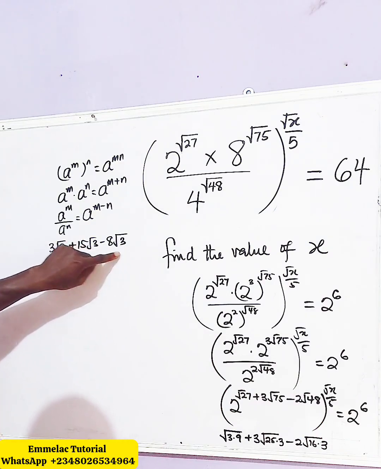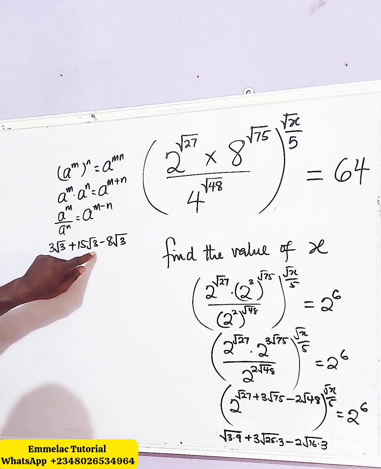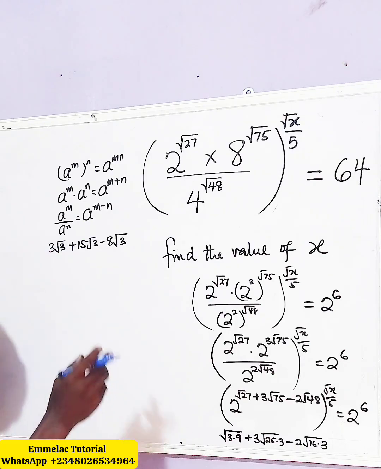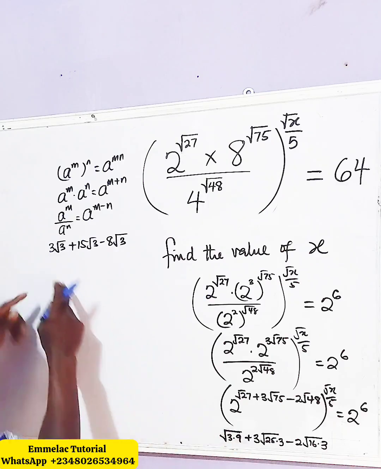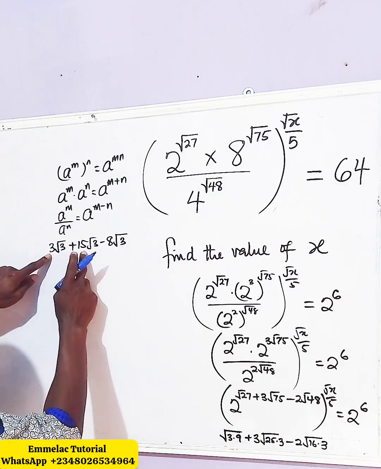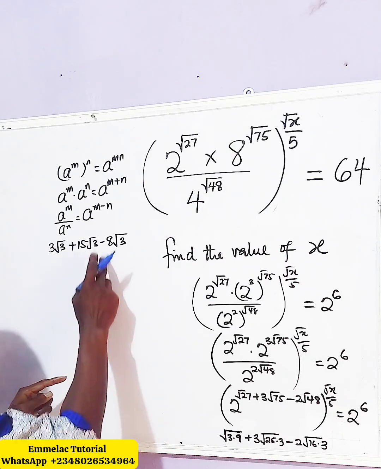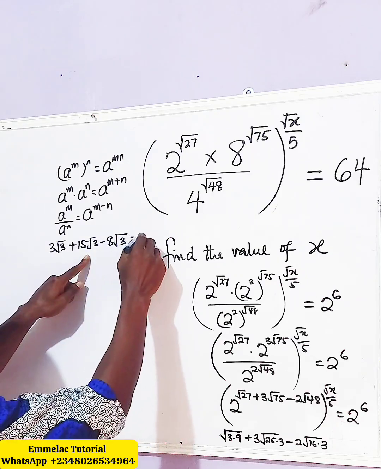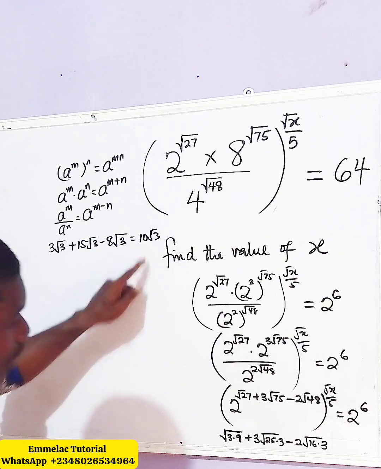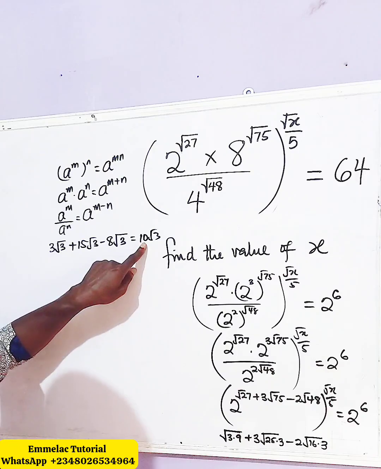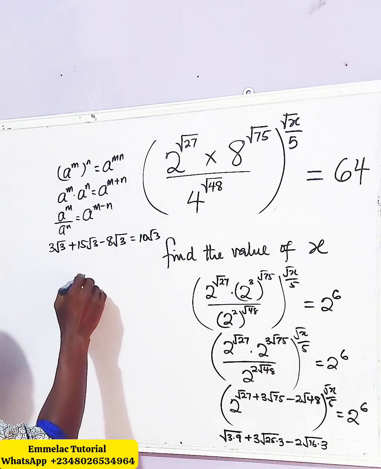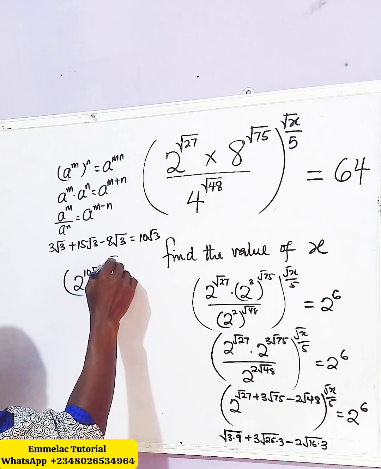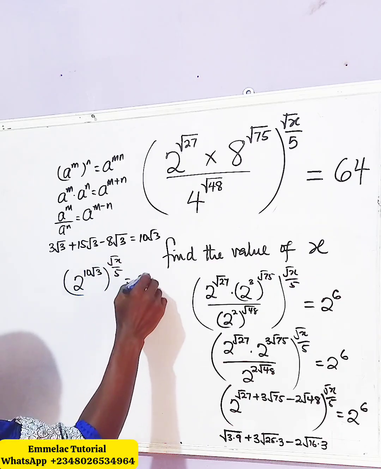So let us still resolve this. You can see that we have a common irrational number, which is root 3. So according to the law of surds, we can actually sum them. Okay, so this will be 3 root 3 plus 15 root 3, that will give us 18 root 3, then minus 8 root 3, then we are left with 18 minus 8, that will be 10 root 3. So let us replace the whole of this exponent now with 10 root 3. So here we have 2 raised to the power of 10 root 3, all raised to the power of what? The square root of x all over 5 equals 2 raised to the power of what?